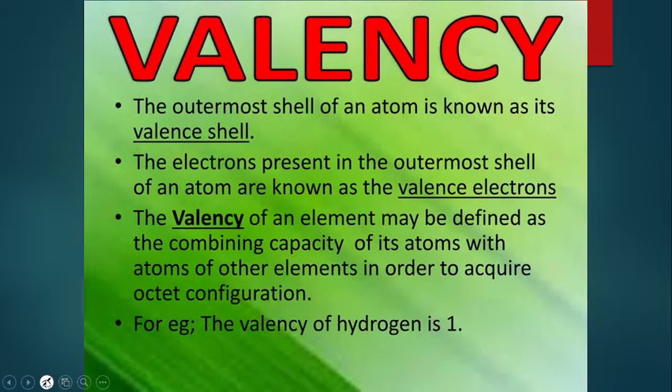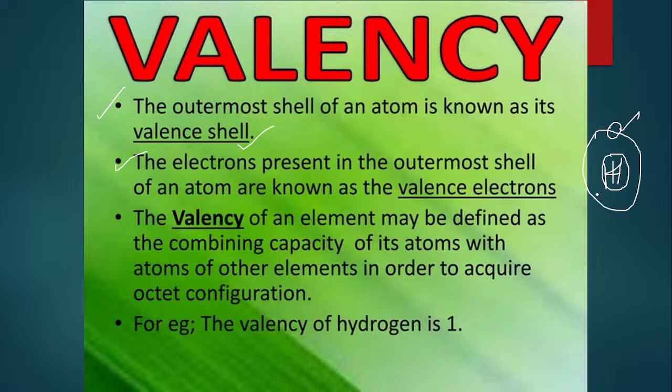Okay, are you clear with this word valency? What is valency? See, the outermost shell of an atom is known as the valence shell. For example, this is my hydrogen. Let's suppose this is my hydrogen having positive charge at the center. It contains only one electron. So this electron is known as the valence electron, and the number of electrons found in this outermost octet or outermost duplet or outermost shell, that would be known as valency.